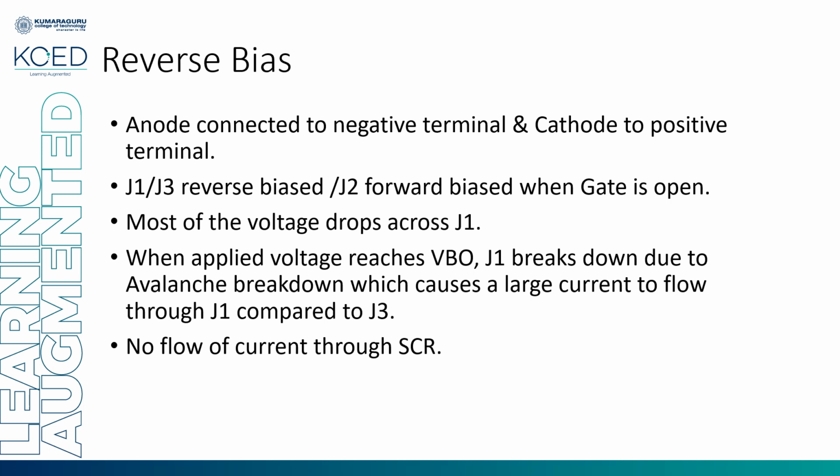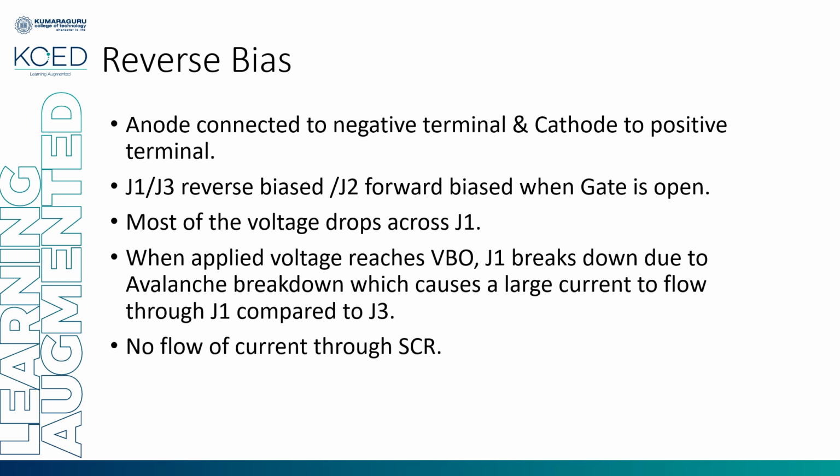So most of the voltage will drop across J1, and when the SCR crosses this breakover voltage or VBO, J1, the first junction, will break down due to avalanche breakdown. That is why even in the PNPN diode we have seen a graph which shows a linear or almost linear increase in current during reverse bias. So one junction will go through avalanche breakdown to show a large current.